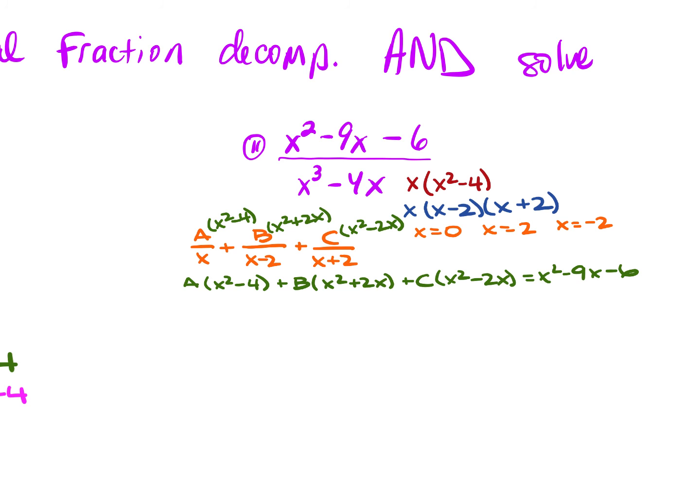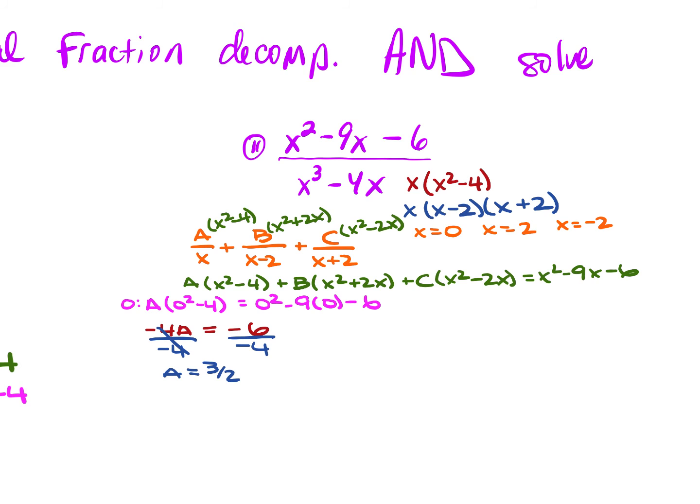So if we use that x is 0 first, for 0, we have a times 0 squared minus 4 plus b times 0 squared plus 2 times 0 is going to cancel that out. C is going to cancel out also. If we plug it into the right side, we're going to have 0 squared minus 9 times 0 minus 6. So this is just going to give us negative 4a is equal to negative 6. We divide each side by the negative 4, and we get that a is 3/2.